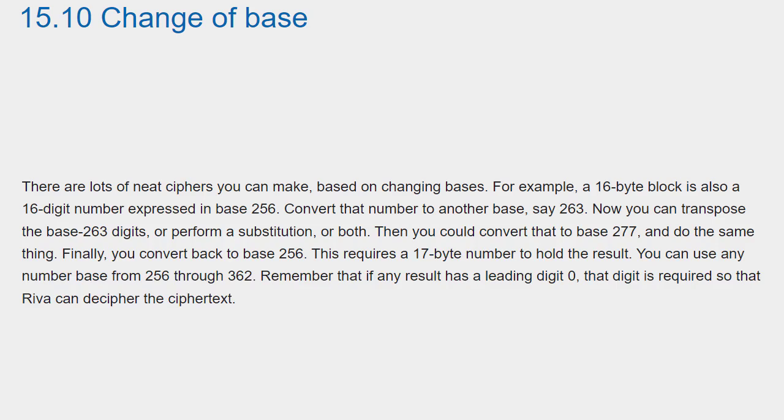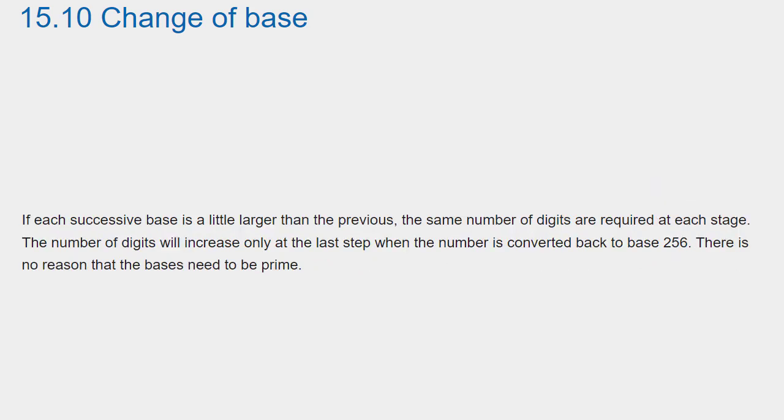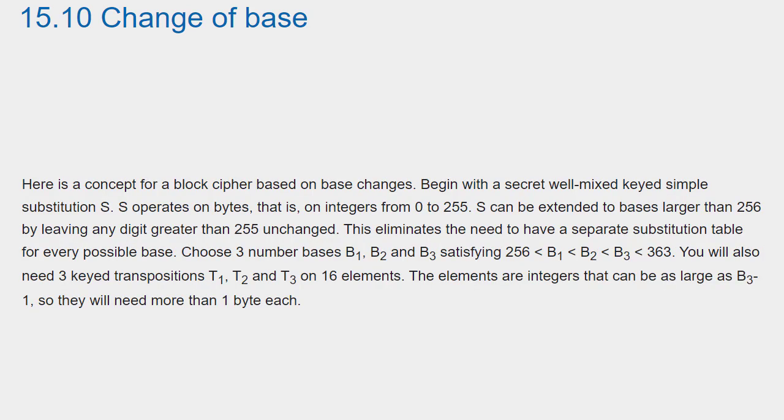You can use any number base from 256 through 362. Remember that if any result has a leading digit 0, that digit is required so that Riva can decipher the ciphertext. If each successive base is a little larger than the previous, the same number of digits are required at each stage. The number of digits will increase only at the last step, when the number is converted back to base 256. There is no reason that the bases need to be prime.